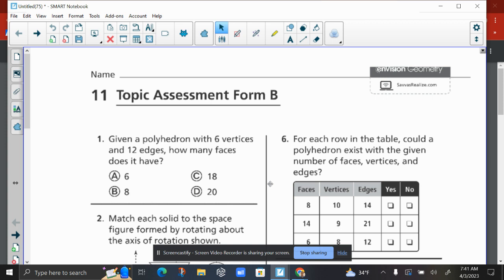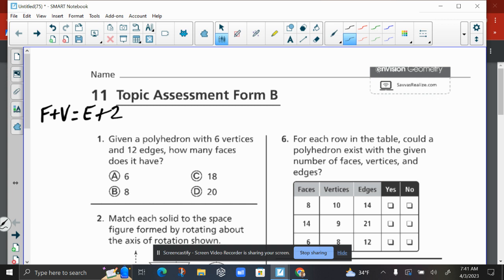I look at chapter 11 review here. Number one, given a polygon has 6 vertices and 12 edges, how many faces does the polygon have? So we're using Euler's formula. So F plus V equals your edges plus 2.